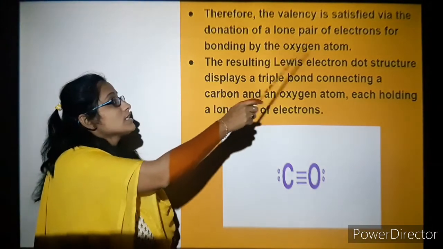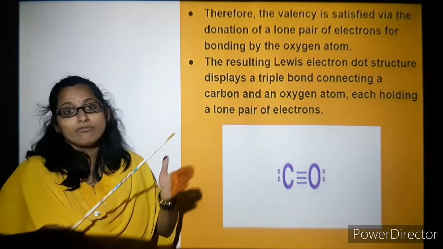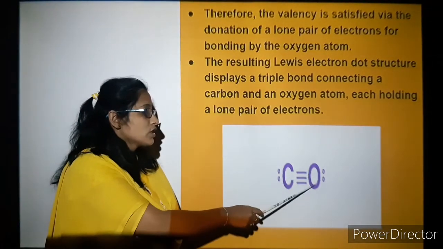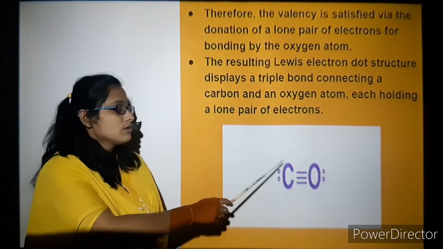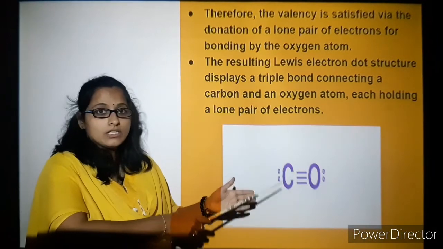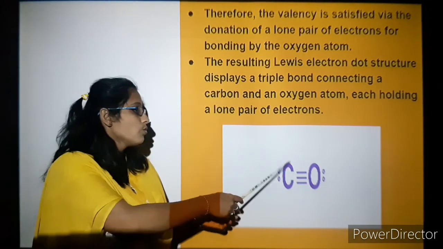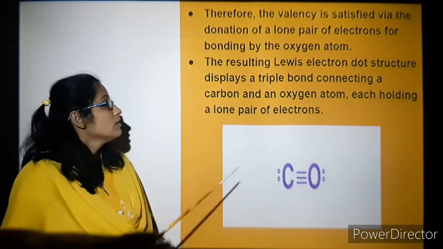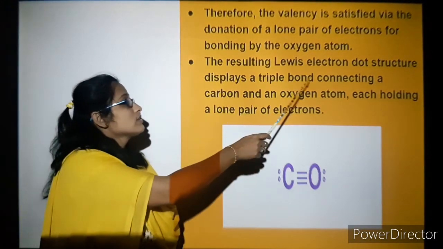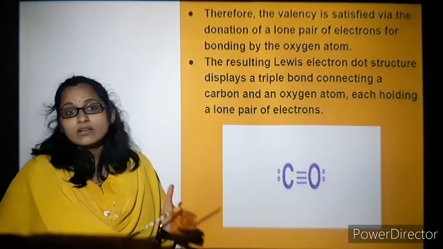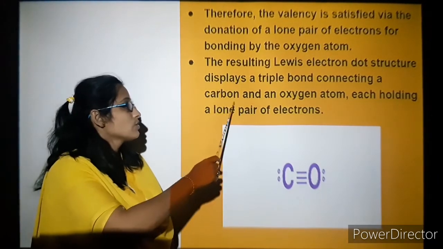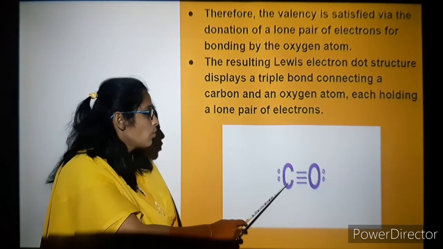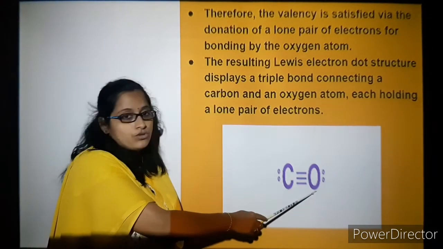The valency is satisfied via donation of 1 lone pair of electrons for bonding with oxygen here. Carbon will donate electrons to oxygen and they are going to share their electrons and obtain an octet configuration. The resulting Lewis dot structure forms a triple bond which connects the carbon and oxygen atom, each holding a lone pair of electrons.